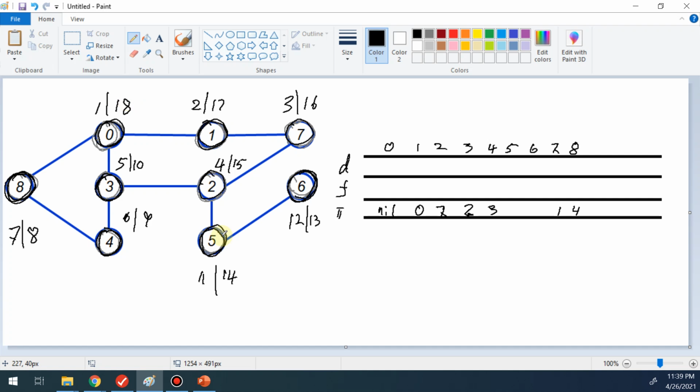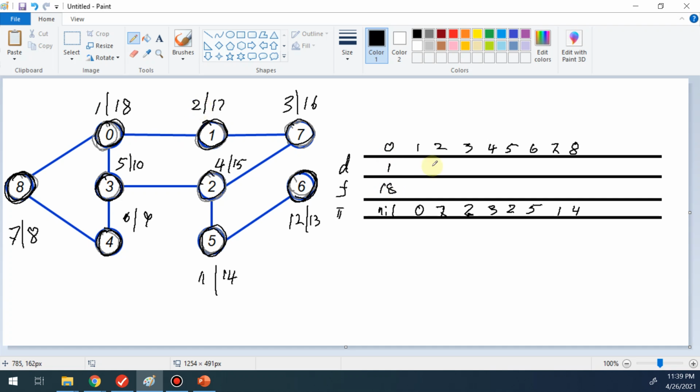Okay, so for the 5, the parent should be a 2, and then for the 6, the parent should be a 5. For those numbers separated by a colon bar, they are the discovery time and the finish time. So for the 0, it should be 1 and 18.